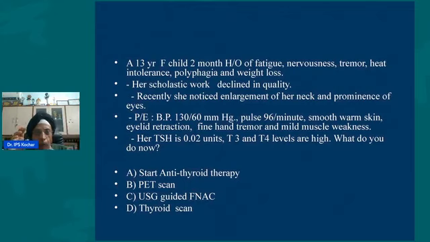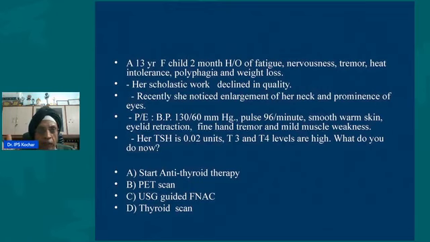On physical exam, BP was normal, 130 by 60, slightly raised systolic. The pulse was normal, 96 per minute. Warm skin, eyelid retraction, tremors and mild muscle weakness. The TSH is 0.02 units, T3 and T4 are high.